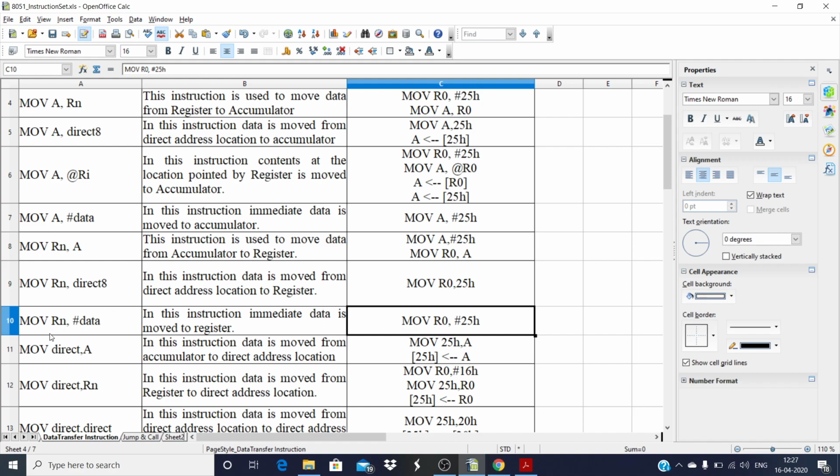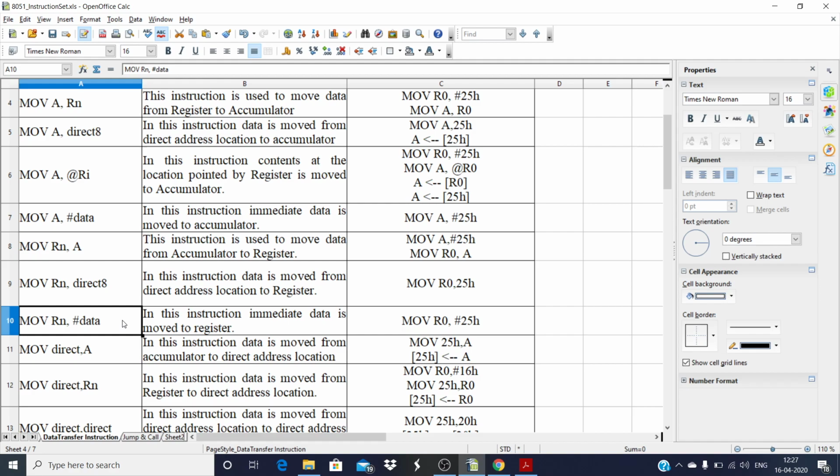Next instruction, before going to the next instruction, I will explain one thing. In these three instructions, we cannot find an instruction of type move Rn comma Rn. Means in 8051 we cannot have that instruction. Which instruction? Move register to register. We cannot have this instruction in the 8051 microcontroller.